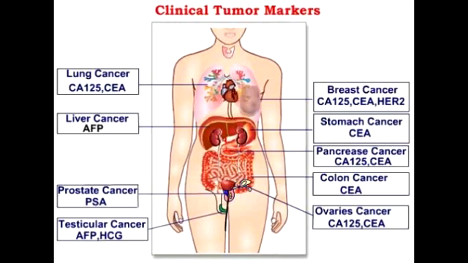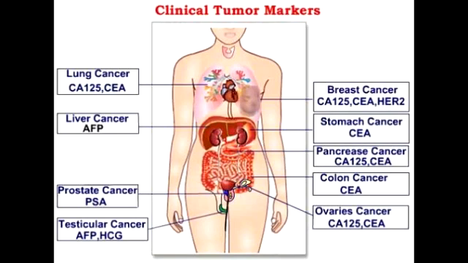Why are tumor markers useful? Tumor markers are useful in confirming diagnosis of cancer. They also help us monitor tumor recurrence and to monitor response to therapy. But tumor markers should not be used as a primary tool for cancer diagnosis.